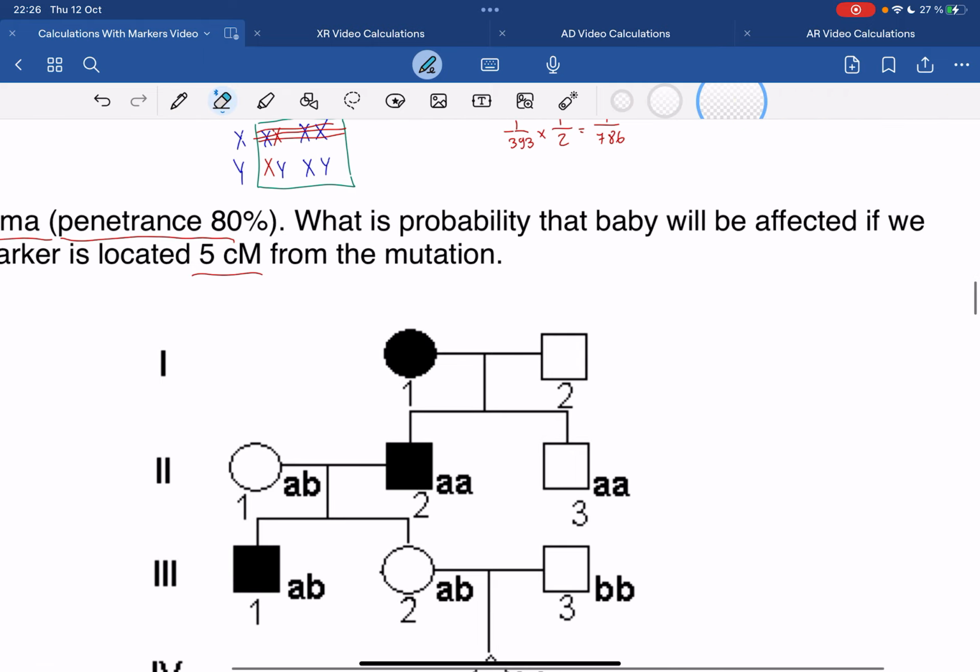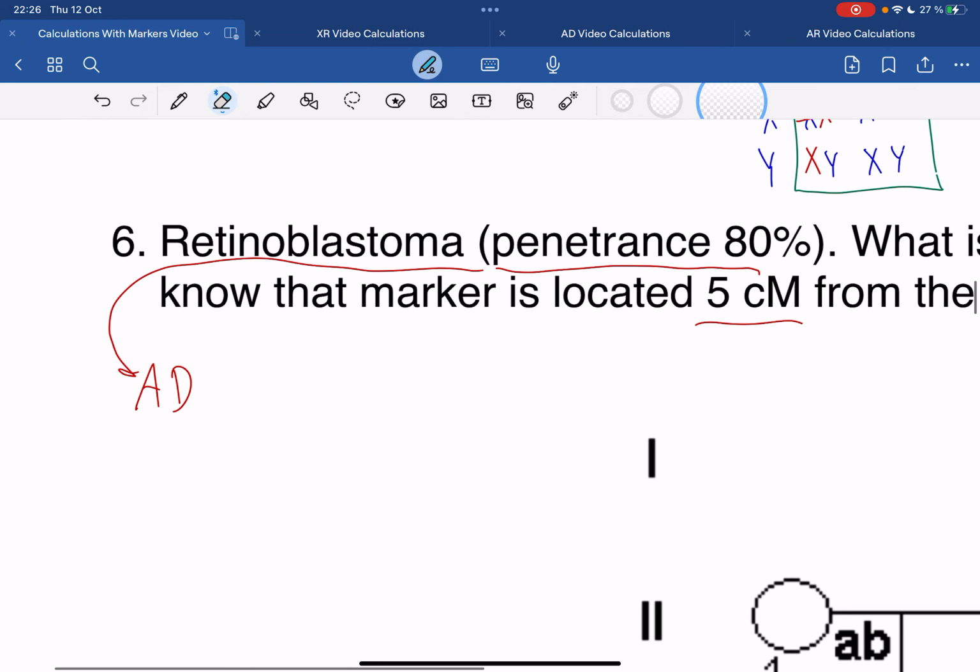First of all, let's write down the high and low risk. So high would be 100 minus the centimorgans, which is equal to 95%, or 19 over 20. While the low risk is equal to 5%, or 1 over 20. And now we do the common pathomarker.